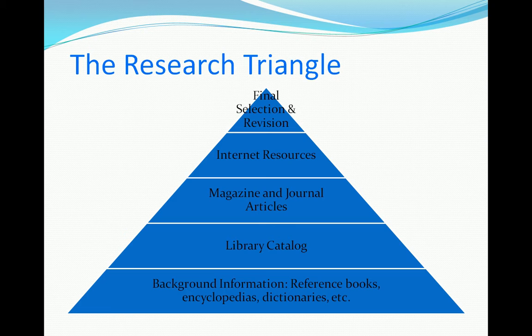As we move up in the triangle, you might consult an online tool like a library catalog, which would give us access to books and electronic books. As we move up towards the center of the triangle, you'll notice that you're accessing things like magazines and journal articles. And then finally, as we get very specific on the research triangle, we're locating things like internet, web resources, and we're gathering information in our final revision.